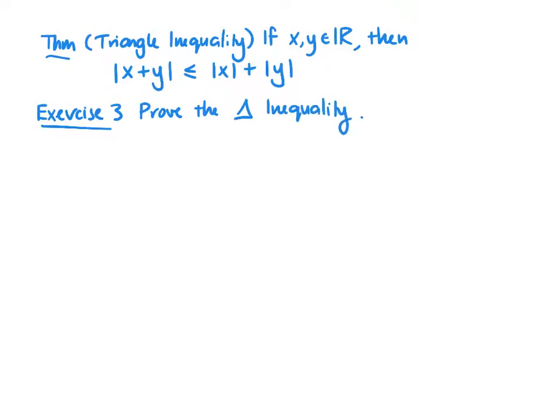Okay. What I want to use the triangle inequality for here is to prove that if a sequence converges, it definitely has to be bounded. It comes up, and we'll use it again very soon. So here's the theorem. If a sub n converges, then it is bounded.